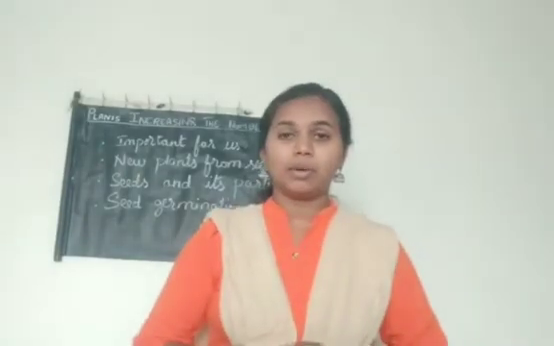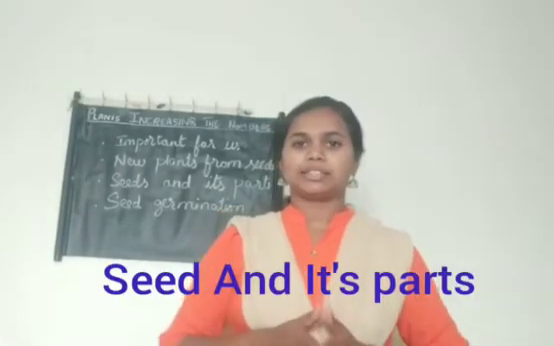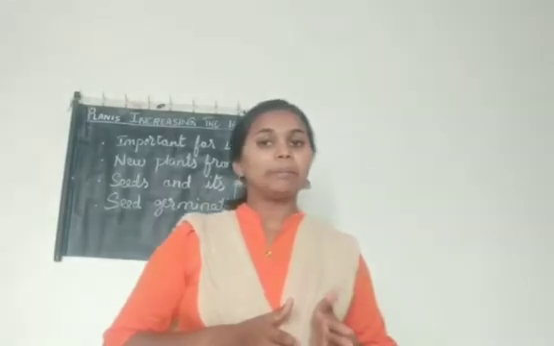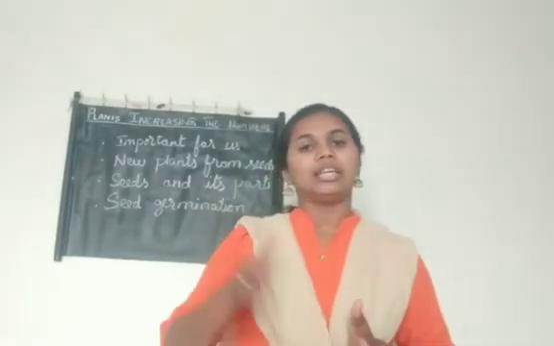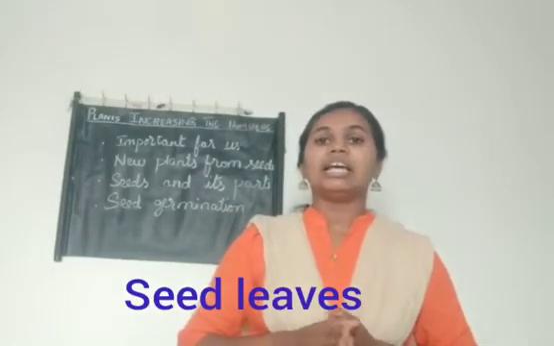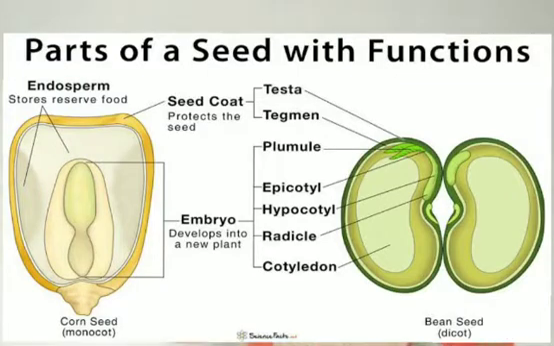Next, we will learn about seed and its parts. Food for the baby plant is stored in seed leaves. The seed is covered with seed coat and it has endosperm where the food is reserved for baby plant. An embryo which will grow into new plant.